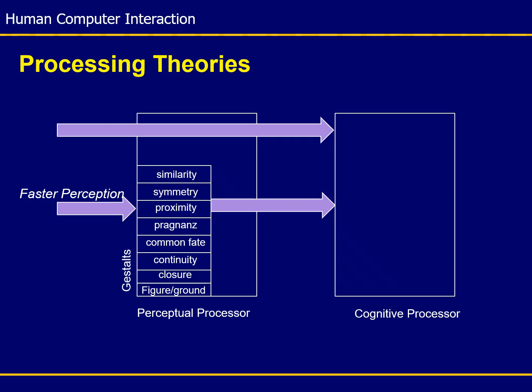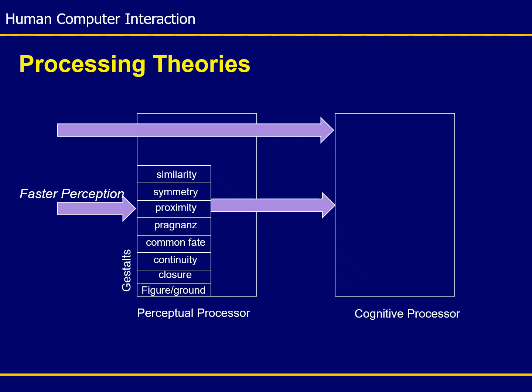Now, let me try to highlight the importance of these Gestalts. When you're looking at an interface, we said that the optic nerve is going to take the information to the occipital lobe, which is the center, the place of the perceptual processor. The perceptual processor is trying to make sense of what it receives. At that level, we're talking about lines and dots. These Gestalts are low-level filters.